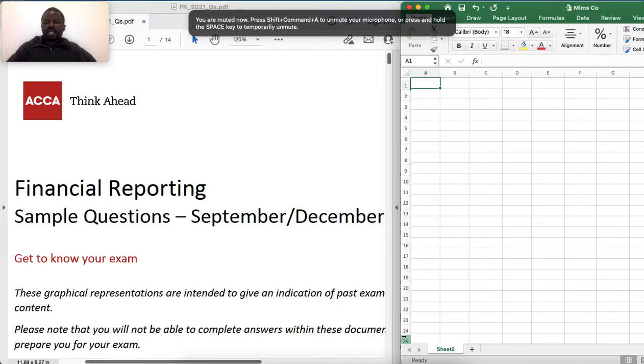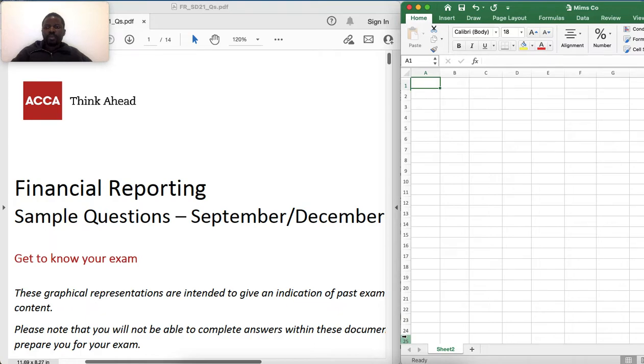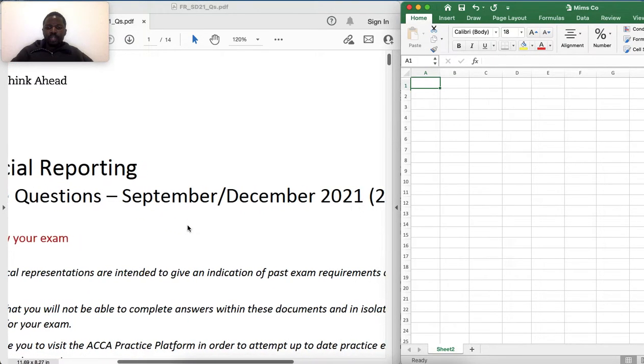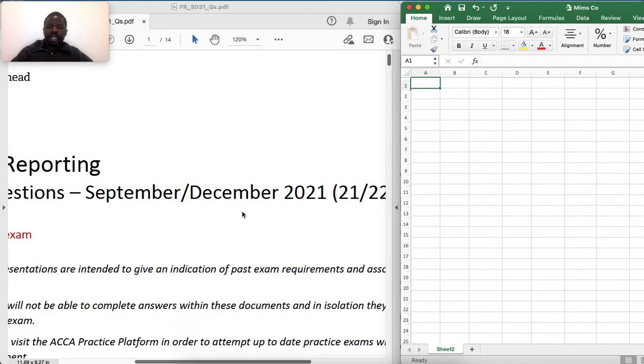Viewers, today we are going to cover the statement of profit or loss and other comprehensive income, the statement of changes in equity, and some parts of the statement of cash flows. For this, we will use the financial reporting question paper from the ACCA, sample questions from September-December 2001.